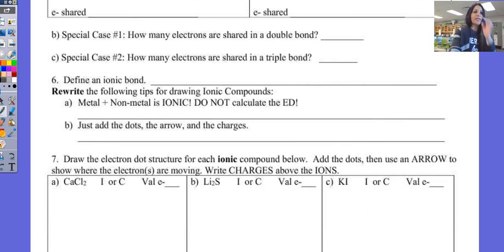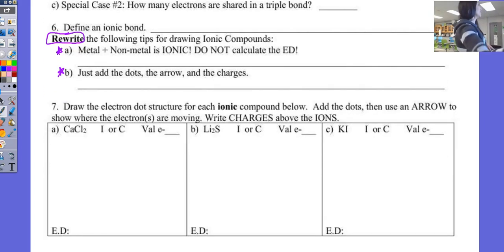So now let's come down here. Under number 6, you're going to define what an ionic bond is. Again, you can just Google it if you want to, or you can look at your notes. But for this part, I really do want you to rewrite what A says and what B says on the line provided, okay?